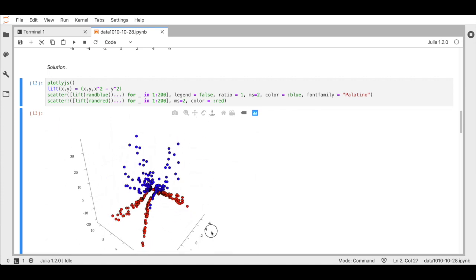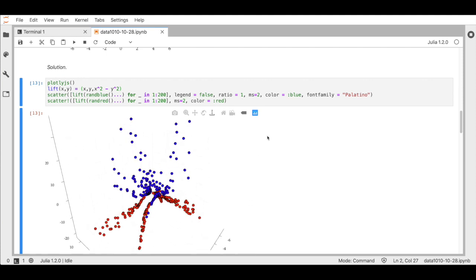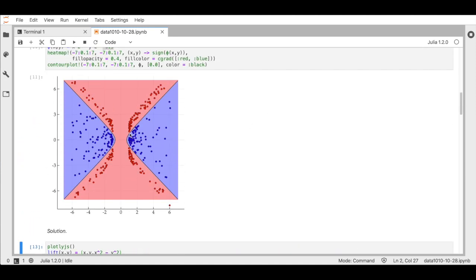So if we can come up with such a map phi that sends our ordered pairs (x, y) into some higher dimensional space, then we stand a better chance of finding a hyperplane that does a nice job of separating the points. And even if it doesn't separate them perfectly, as it does here, it still might correspond to a curve in the original space that does a better job of acting as a decision boundary.